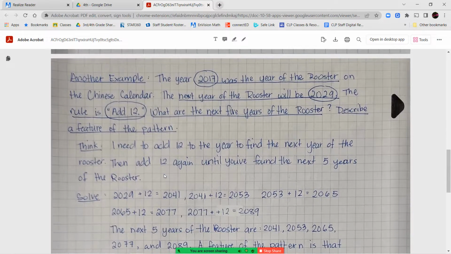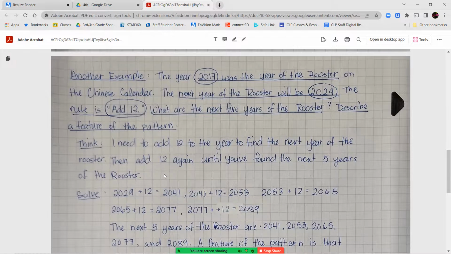Let's take a look at another example. The year 2017 was the year of the rooster on the Chinese calendar. The next year of the rooster will be 2029. The rule is add 12. What are the next 5 years of the rooster? Describe a feature of the pattern. So I want to stop and think.